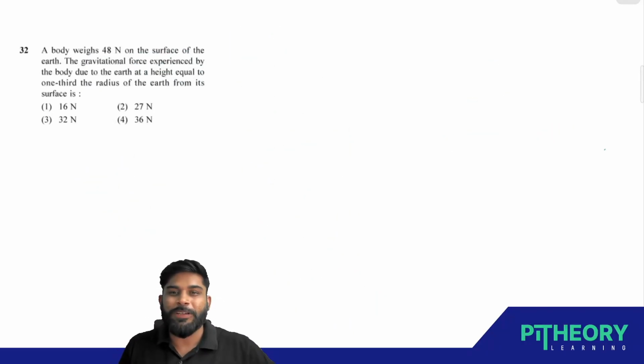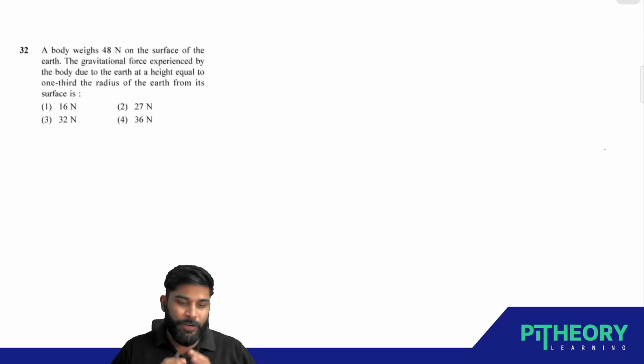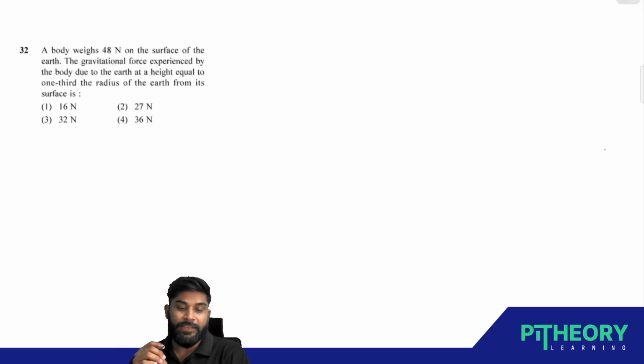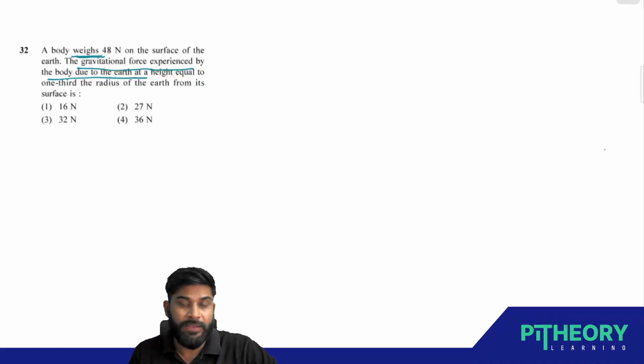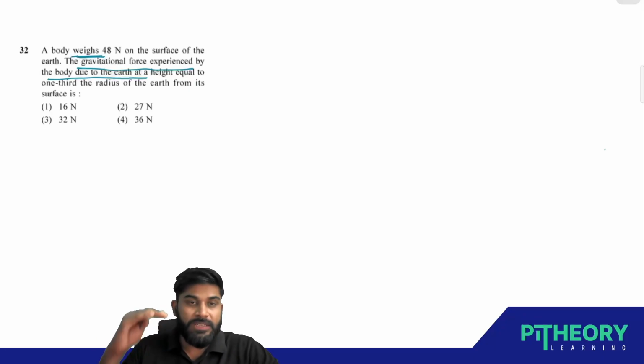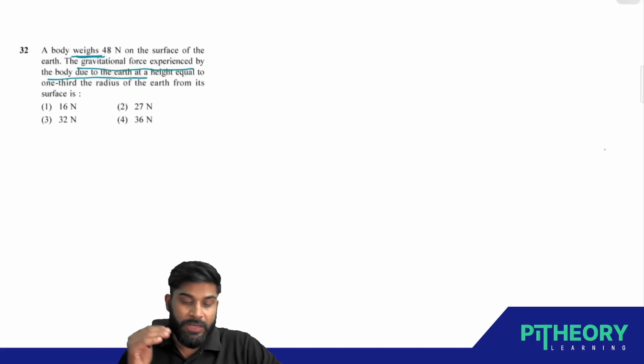Well, the next question, question number 32. A body weighs 48 Newton on the surface of Earth. What is the gravitational force experienced by the body due to Earth at a height equal to one third the radius of Earth from its surface? What is the difference between the gravitational force experienced by the body and the weight? Nothing. They both are the same, right? So the question is what is the weight of the body at a height equal to one third the radius from the surface of Earth.